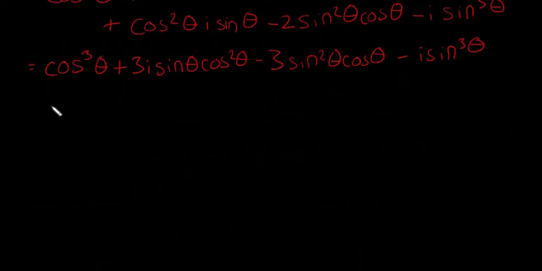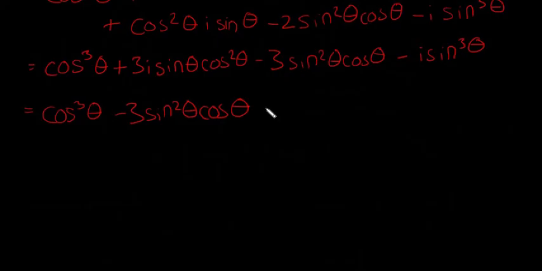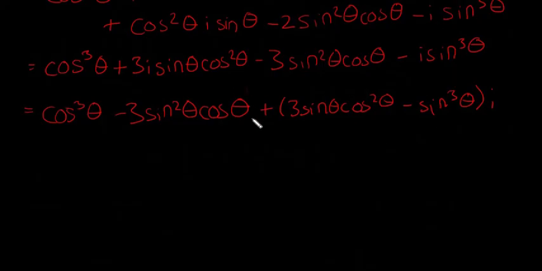I know it's difficult to see the I's when you have sine as well, but this is still the I bit. Okay, so we're just going to break that up, and I'm going to write cos cubed theta minus 3 sine squared theta cos theta, and then on this side we're going to have plus 3 sine theta cos squared theta minus sine cubed theta I. Okay, so that's the real part, and that's the imaginary part.